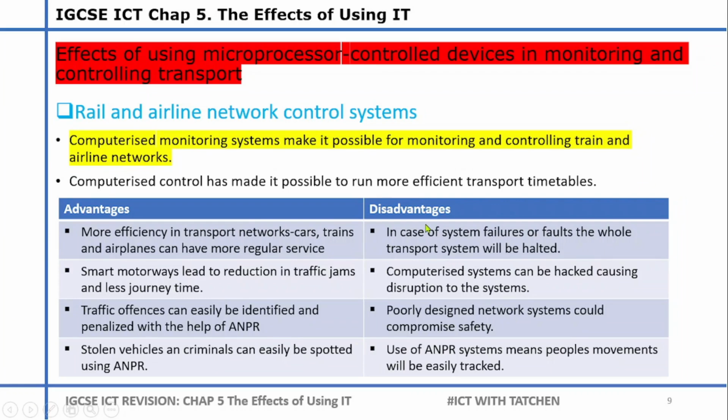Now, in terms of disadvantages, in case of system failures or faults, the whole transport system will be halted. Computerized systems can also be hacked, causing disruptions to the system. A poorly designed network system could compromise safety, so that's also very important. Some people say that the number plate recognition system means they monitor your movement, and that is true. It leads to your movement being tracked, because they can tell where you went, when, and what route you used. That's some form of monitoring, so it's also an issue.